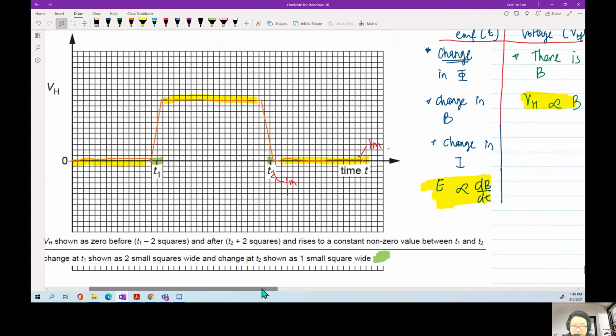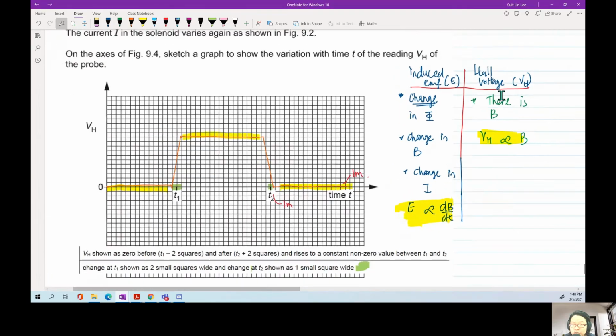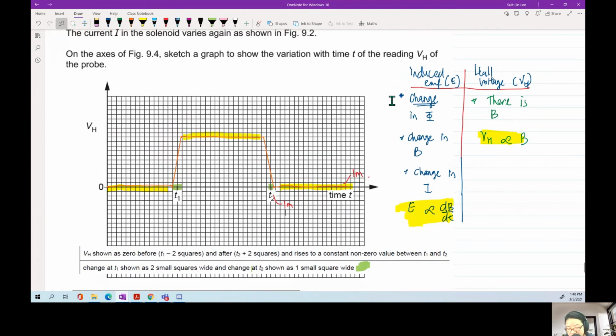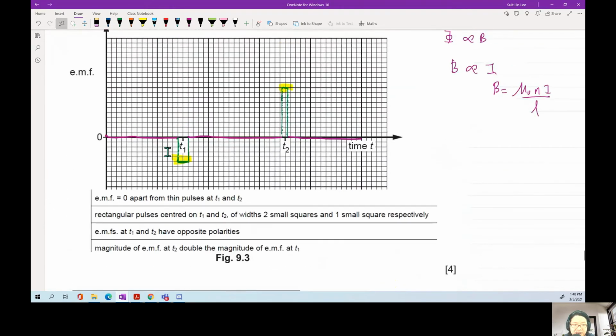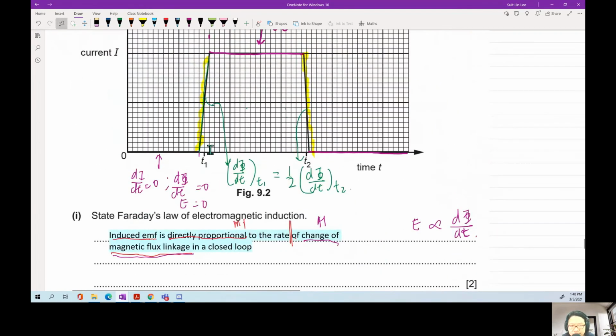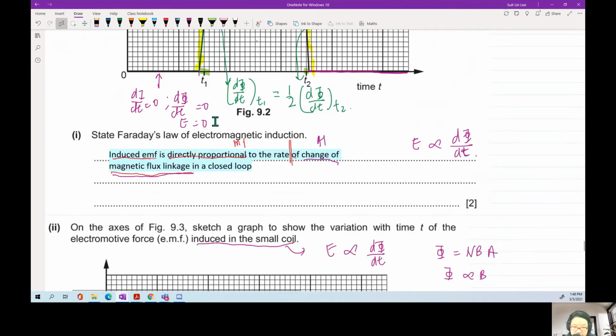Again, one last time, please know the difference between Hall voltage and induced EMF. There is induced EMF when there is a change. So only at the green section there's induced EMF, here and here, tiny, because here is where the change happens. If there's no change, then there's no induced EMF.